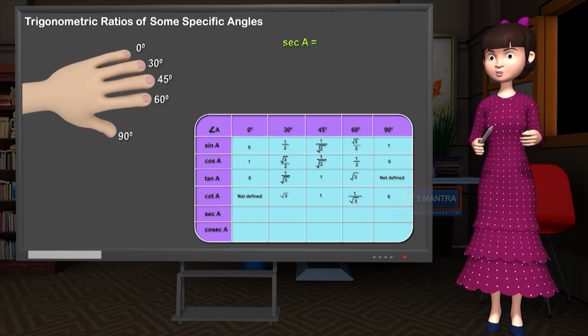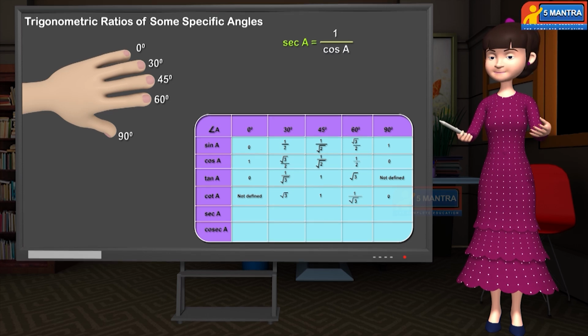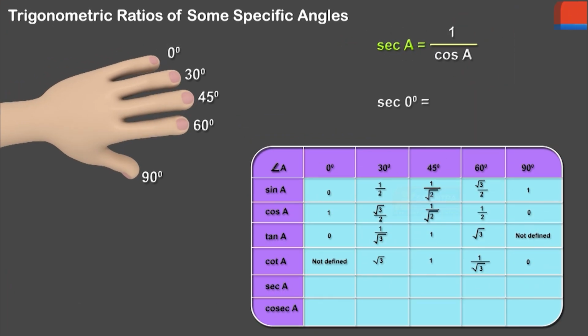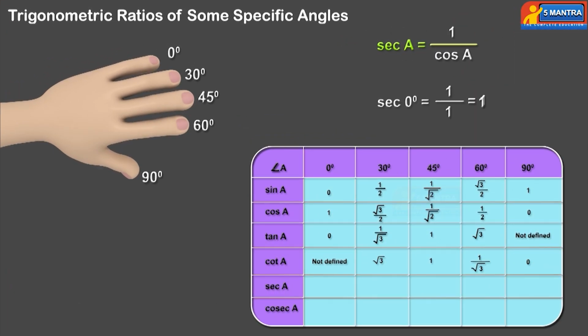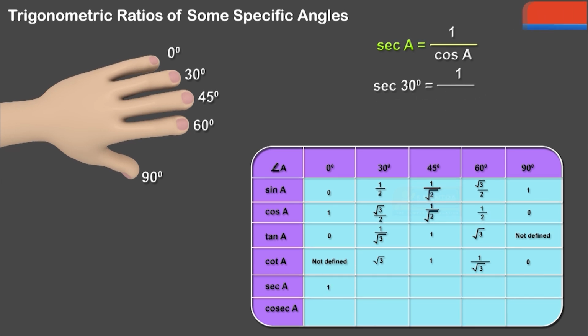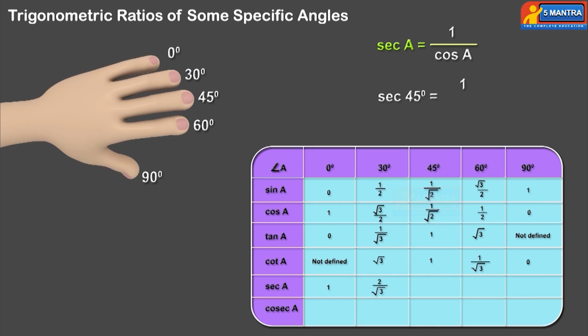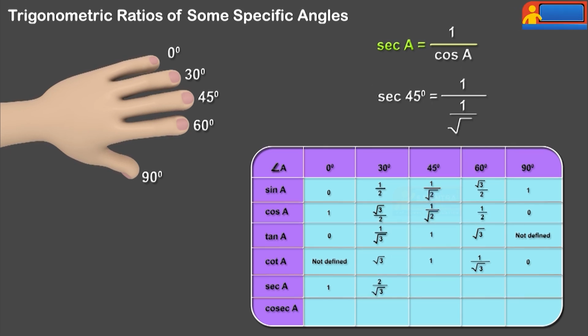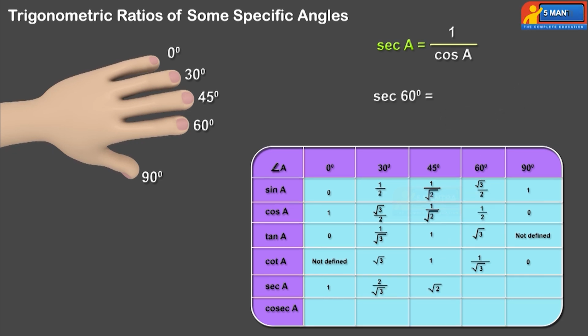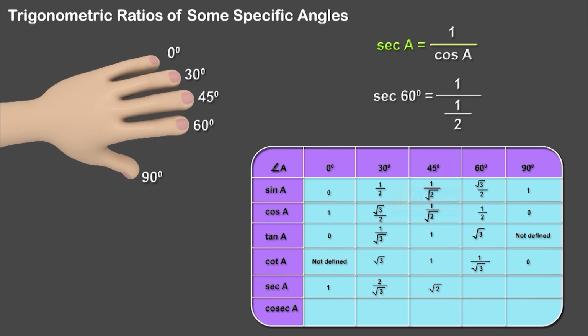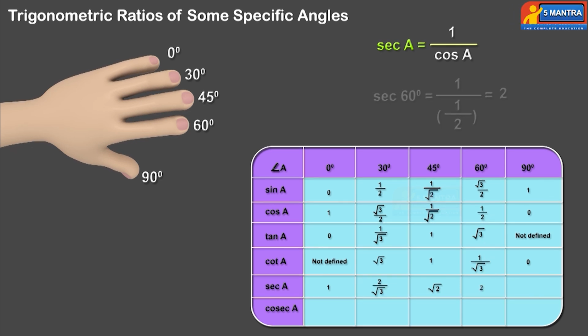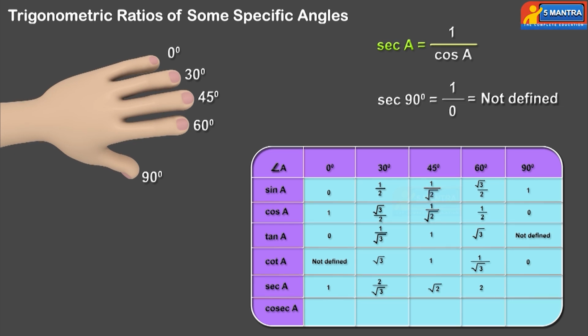The secant values are found by taking the inverse of cos values. So secant 0 is 1 by cos 0, which is 1. Secant 30 is 1 by cos 30, which is 2 by root 3. Secant 45 is 1 by cos 45, which is root 2. Secant 60 is 1 by cos 60, which is 2. Secant 90 is 1 by cos 90, which is not defined.